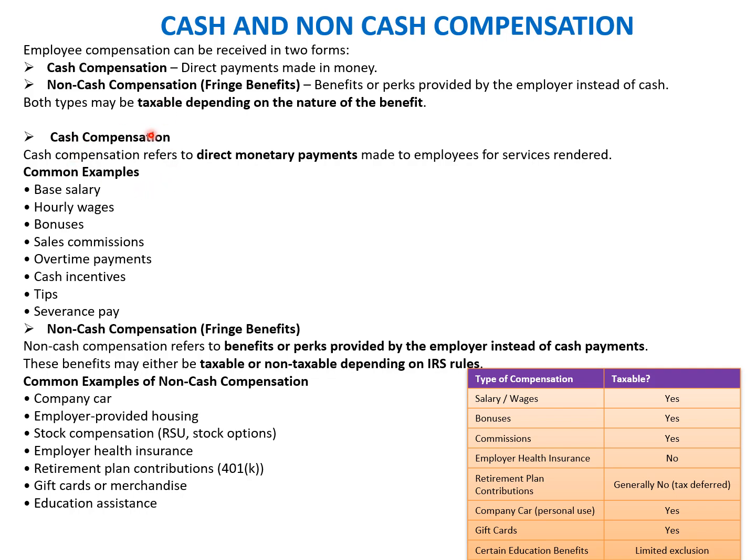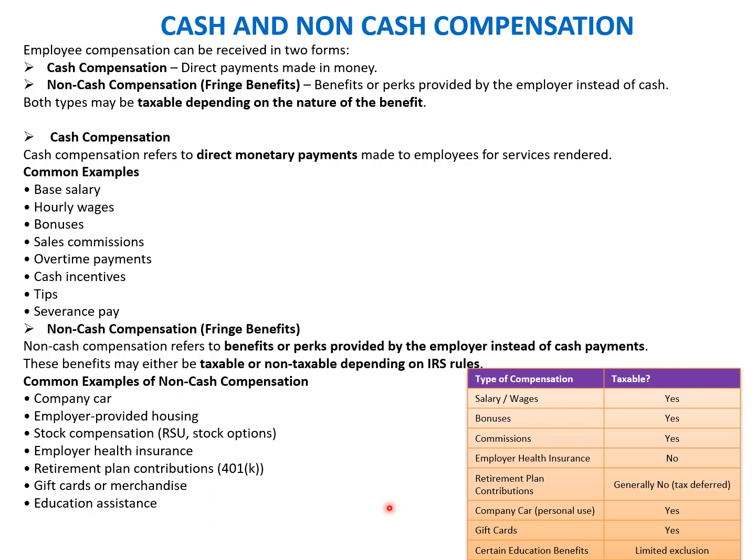When we talk about cash compensation, it normally includes base salary, hourly wages, bonuses, sales commission, overtime payments, cash incentives, tips, and severance pay. While non-cash compensation largely includes fringe benefits, which refer to the benefits or perks provided by the employer instead of cash payments. These benefits may either be taxable or non-taxable depending on the IRS rules. Examples are company car, employer-provided housing, stock compensation, employer health insurance, retirement plan contribution such as 401k, gift cards or merchandise, and education assistance.